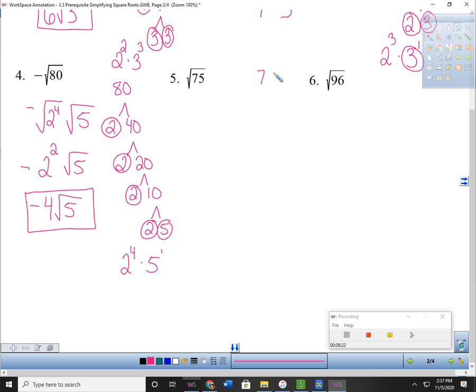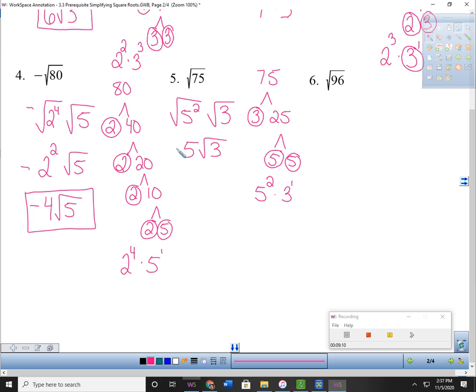Okay, 75. You could do 3 and 25, if you're thinking about money. And then 25 is 5 and 5. So I have 5 to the second power, and then a 3. Is 5 squared a perfect square? Yes, but 3 to the first is just going to be your prime number that stays, right? So I've got the square root of 5 squared and the square root of 3. The square root of 5 squared is 5, and then you have your square root of 3 at the back.